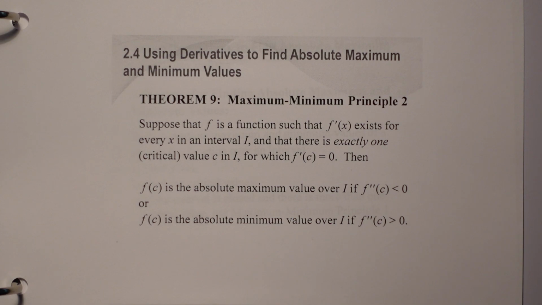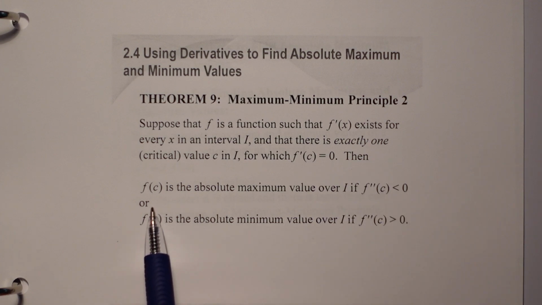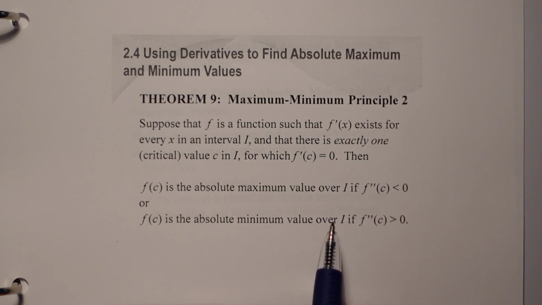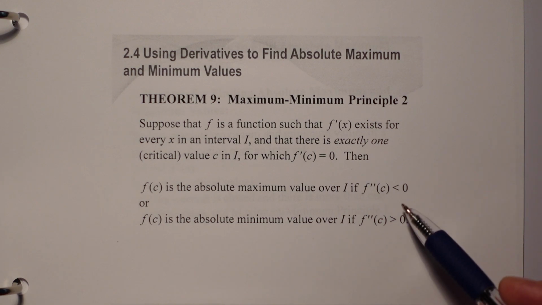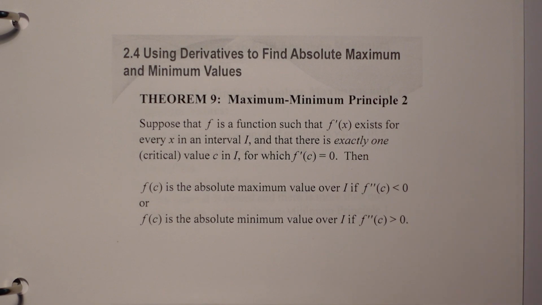So let's start by supposing that f is a function such that the derivative exists for every x value in an interval, and there is exactly one critical value c in that interval for which the derivative is equal to 0. Then f of c is the absolute maximum value over that interval if the second derivative at that location is negative. Or f of c is the absolute minimum value over the interval if the second derivative is positive.